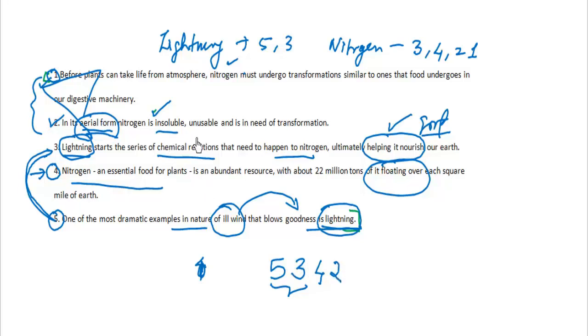In its aerial form, nitrogen is insoluble. And before plants take life from atmosphere, nitrogen must undergo transformation similar to ones that food undergoes in our digestive machine. So in its aerial form, it is insoluble, unusable, and before it can be used it must undergo some kind of transformation. So basically 5-3 is one pair, 4-2 is one pair. 5-3 starts with lightning and gradually moves to nitrogen, and 4-1 basically speaks about the nitrogen transformation, and therefore 5-3-4-2-1 is the right sequence.